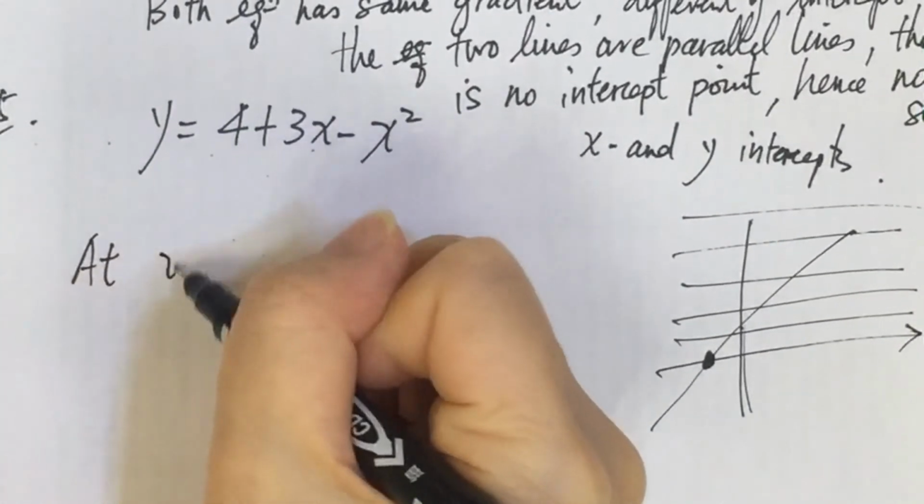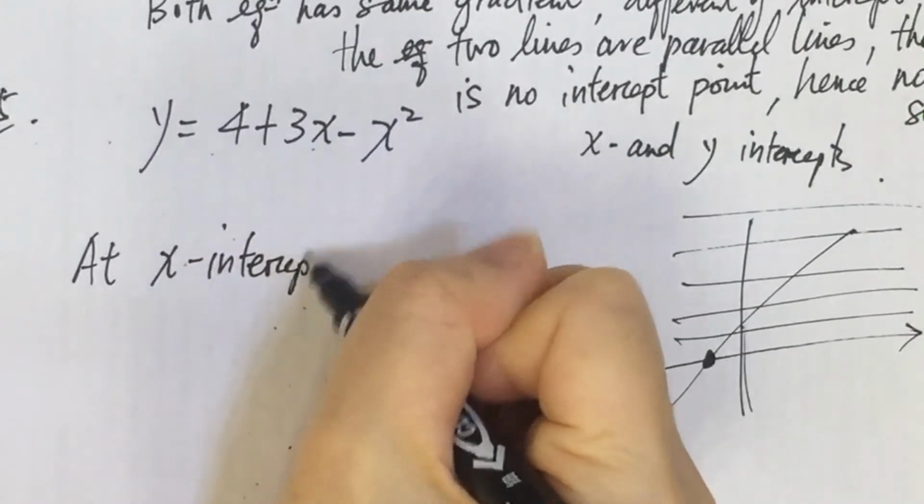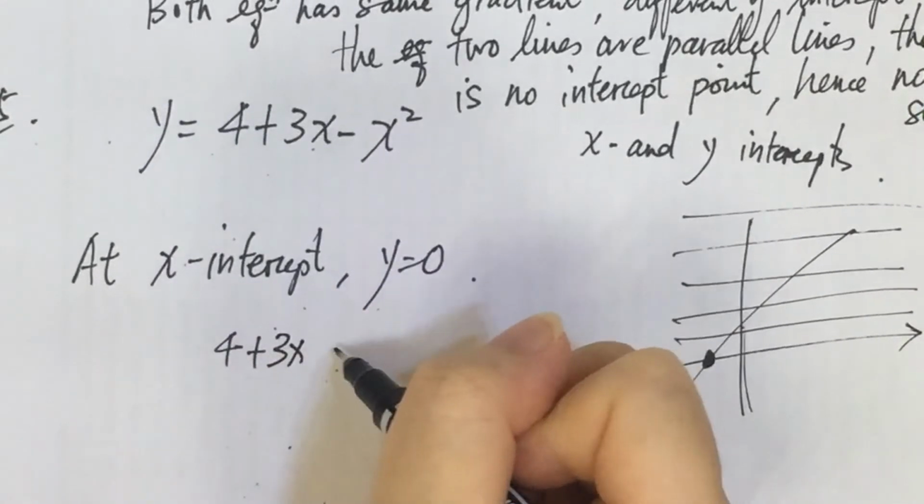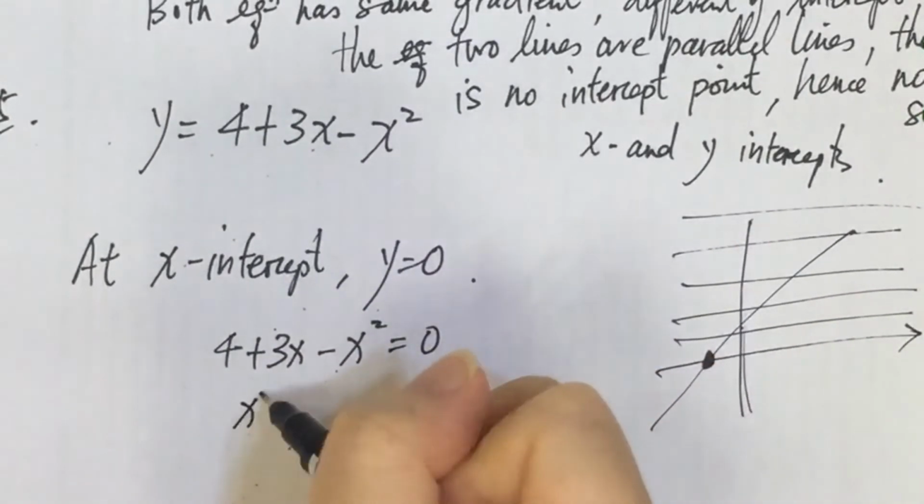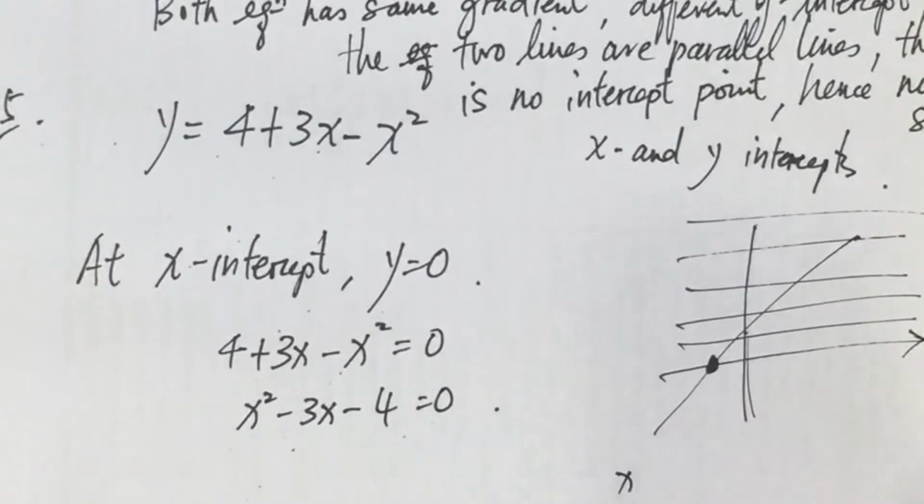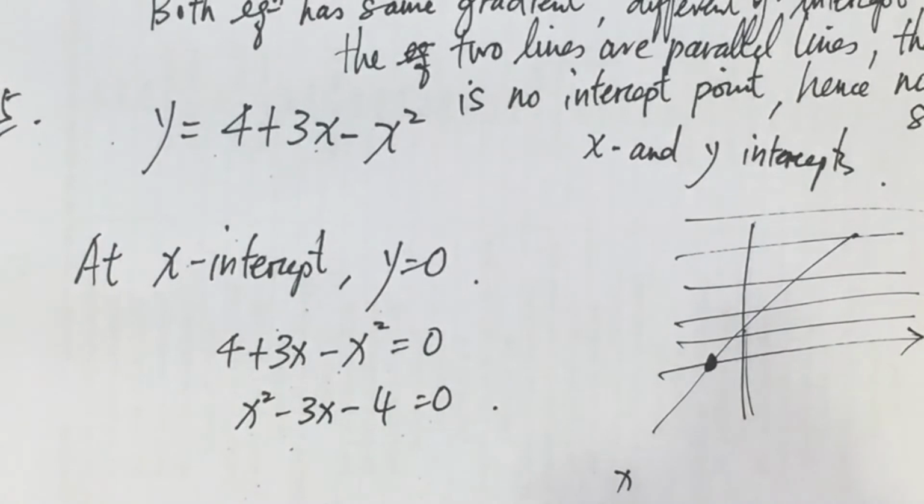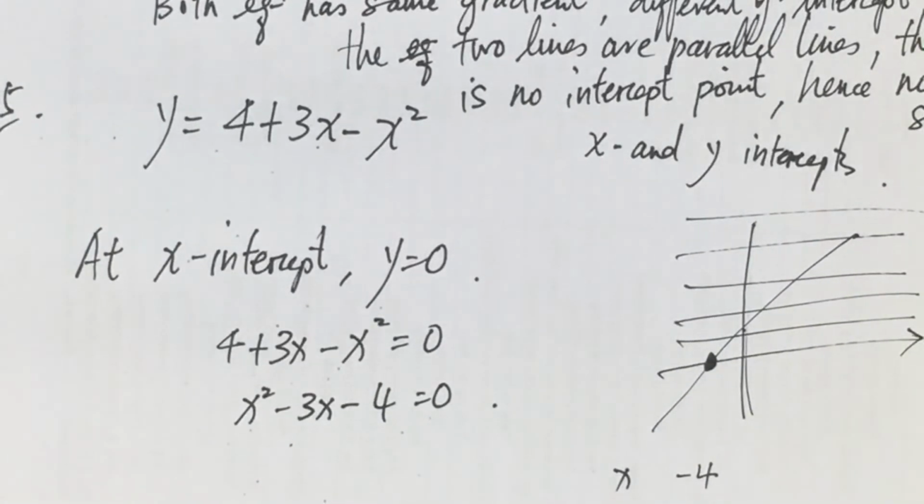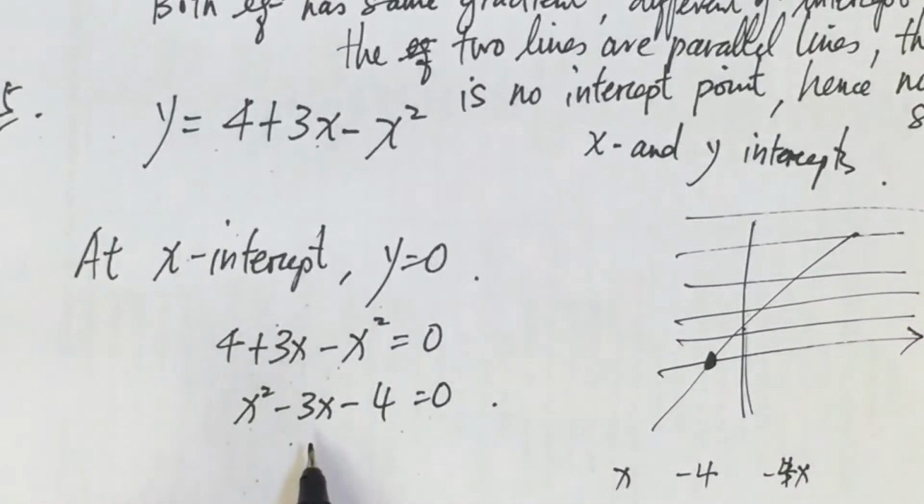So at the x-intercept, y equals 0. So when y equals 0, you have 4 plus 3x minus x squared equals 0. I usually like to write the x squared as positive so that when I do my factorization, I don't need to adjust this part. I only adjust this side. So I'm adjusting the 4 and 1. I will put minus 4 and plus 1, so I end up with negative 4x and then plus x. Together that is negative 3x, which is the middle term.